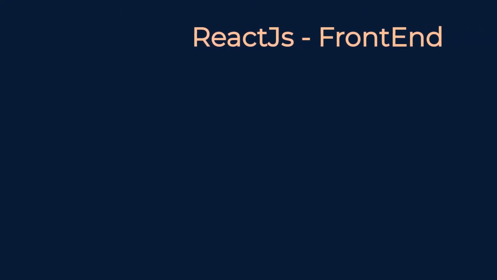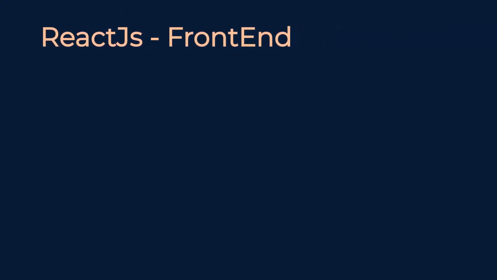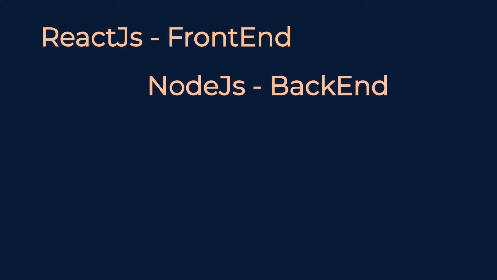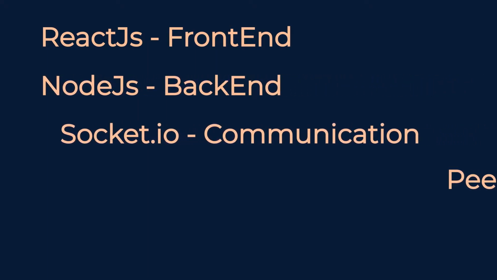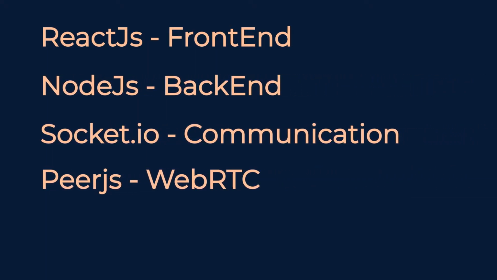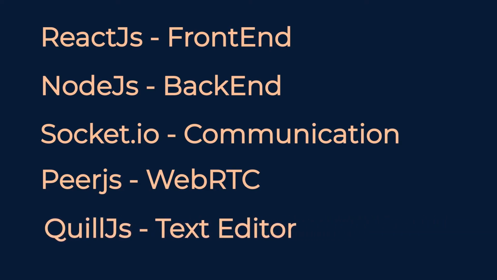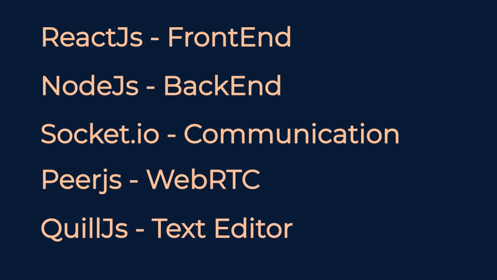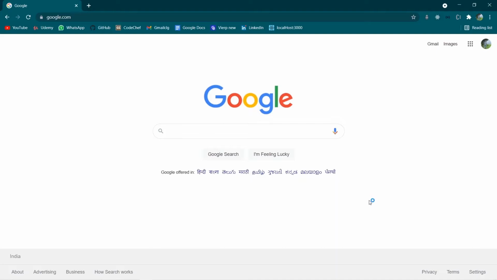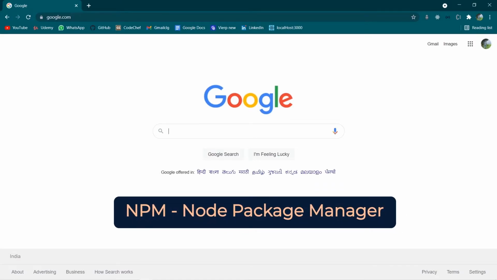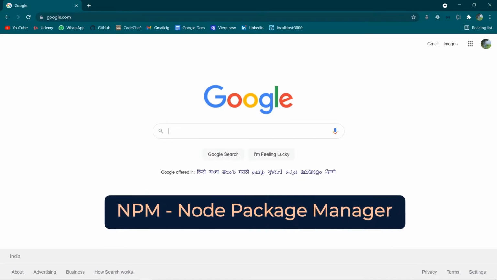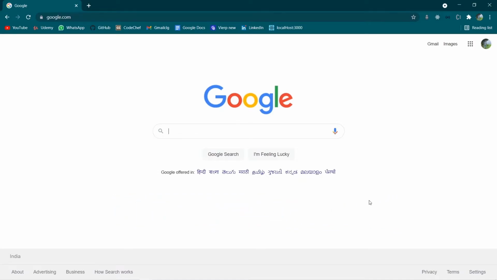In this project, I have used React.js for front end, Node.js for back end, Socket.io and PeerJS for video calling purposes, and Quill.js for text editor. Okay, so now let's install all the packages we will need in this project. First, we need to make sure we have Node Package Manager, also known as npm. It will help us to install all the packages we will need.